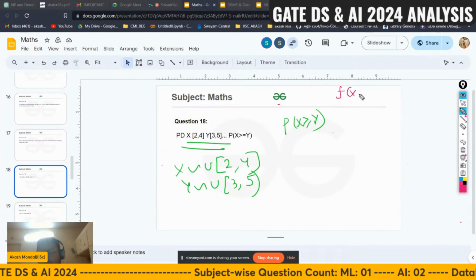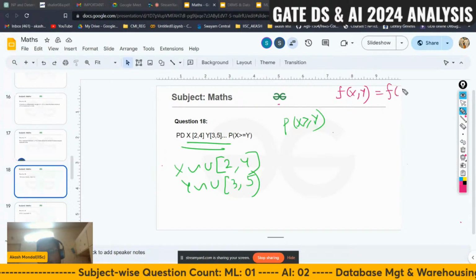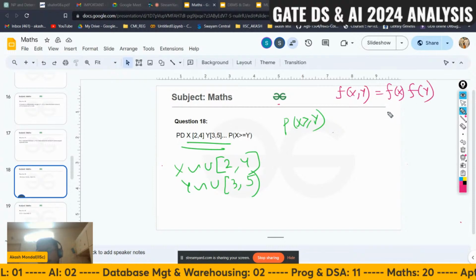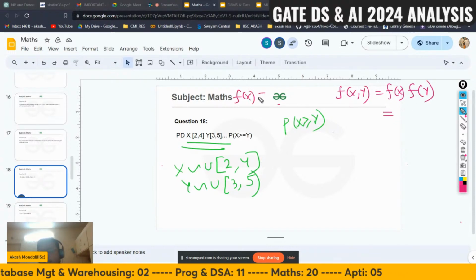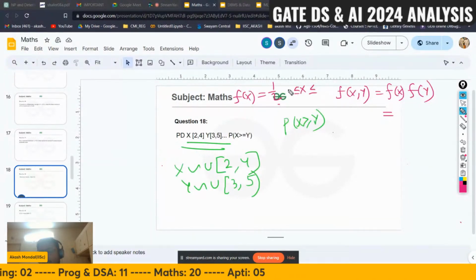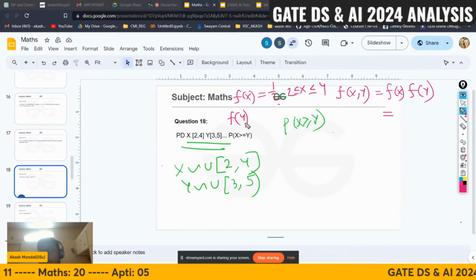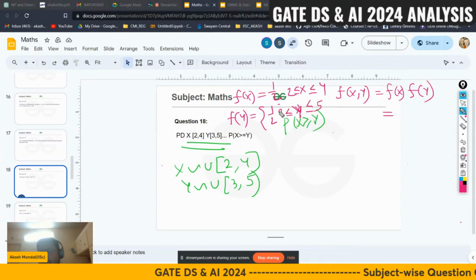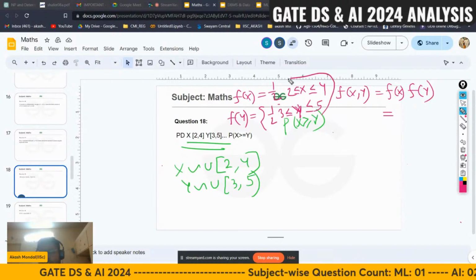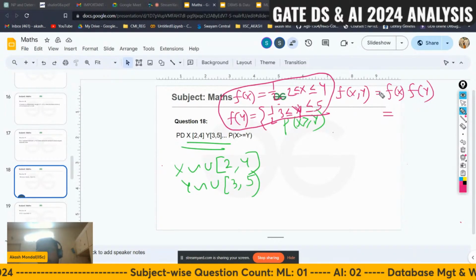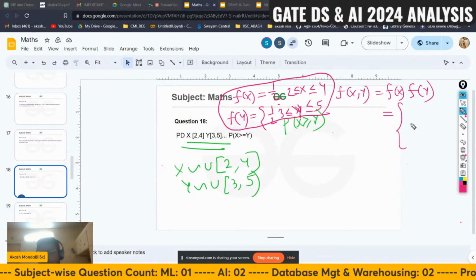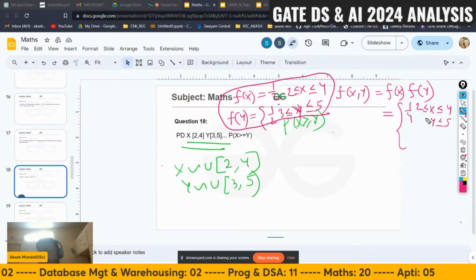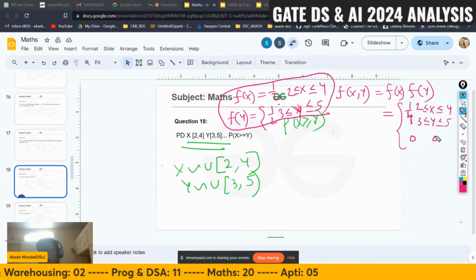So the joint density is nothing but, if they are independent, you can write f(x,y), the joint density of x and y, equals marginal density of x times marginal density of y. So now marginal density of x is 1 upon 2 between x equals 2 to 4, and f(y) equals again 1 by 2 between y equals 3 to 5. Okay, between 3 to 5. These are the marginal densities which are given to you because they are uniformly distributed. Now f(x,y) is nothing but 1 upon 4 when x is between 2 to 4 and y is between 3 to 5. Okay, and 0 otherwise.